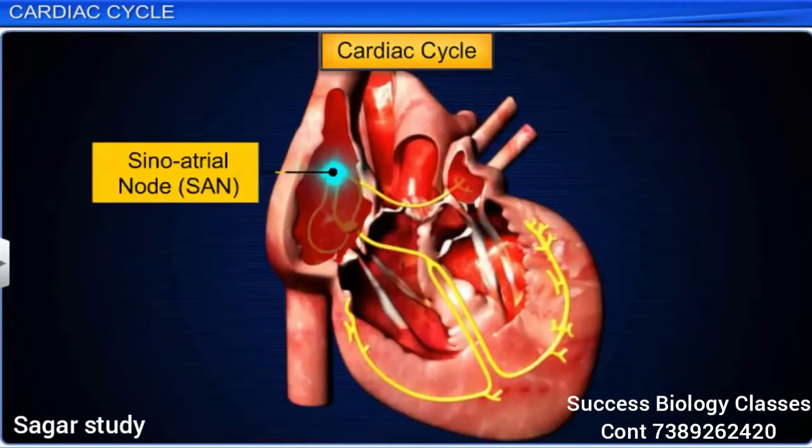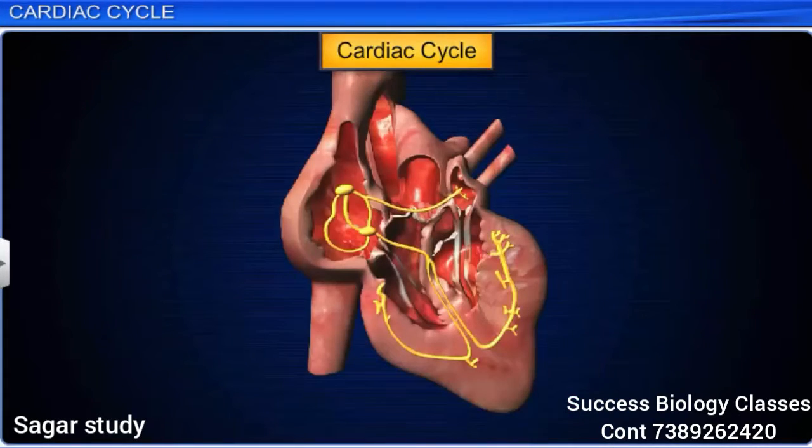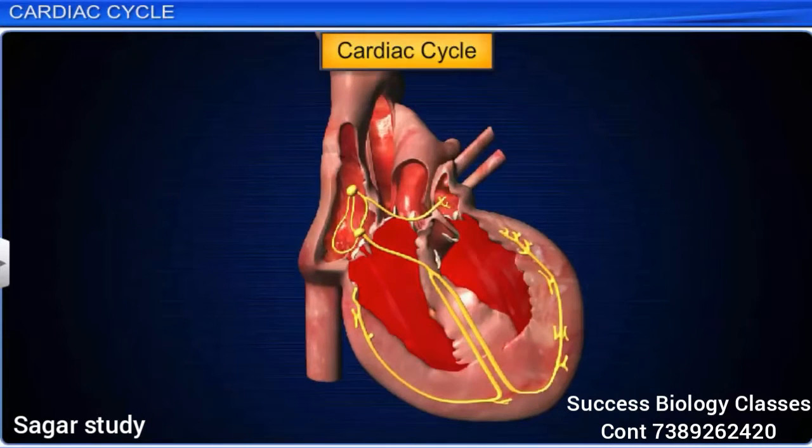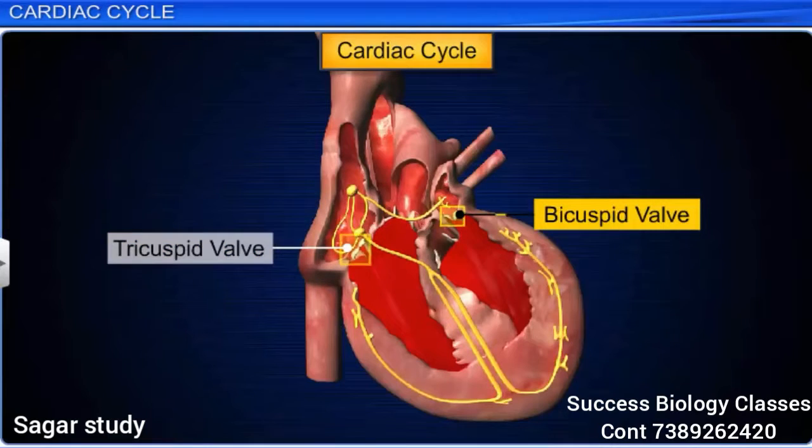This is followed with the SAN producing an action potential that induces both the atria to contract at the same time, forcing more blood into the ventricles. Ventricular pressure increases due to the increased volume of blood, which forces the closure of the tricuspid and bicuspid valves and thereby prevents a backflow of blood into the atria.